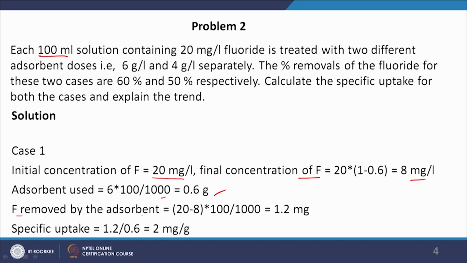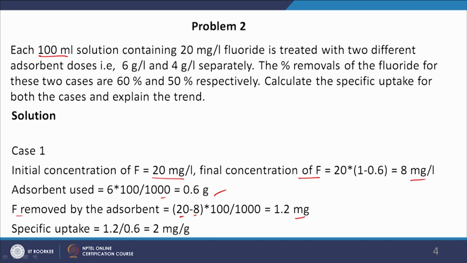Fluoride removed by the adsorbent: initially 20 we had, now we are having 8. So, 20 minus 8 that is 12 mg per liter, but we have 100 ml, not 1 liter. So, into 100 divided by 1000. That is equal to 1.2 mg. So, 1.2 mg fluoride is taken up by 0.6 gram of the adsorbent.